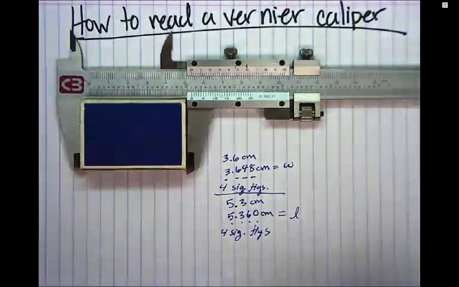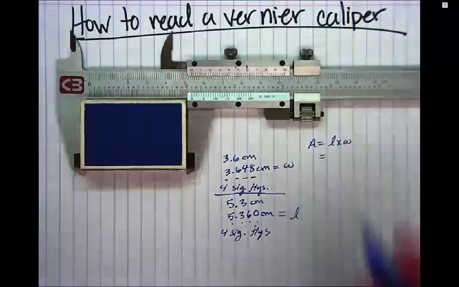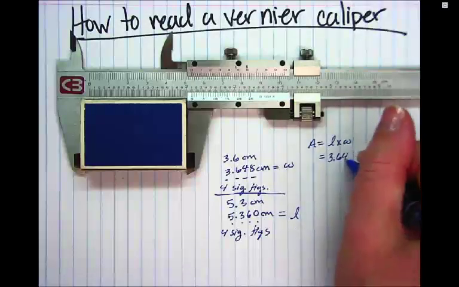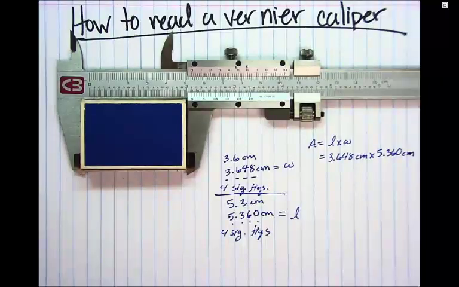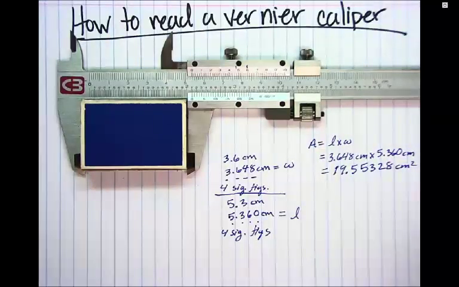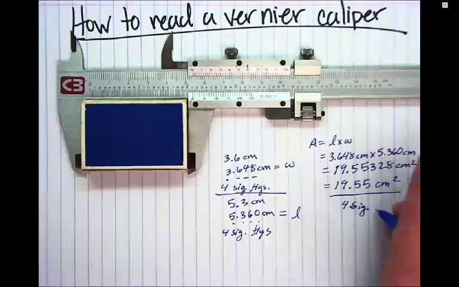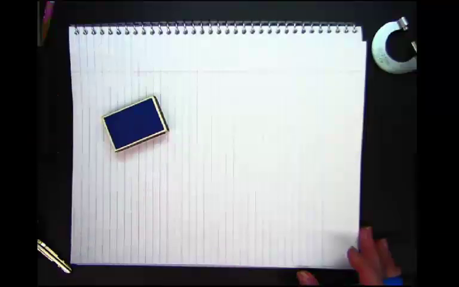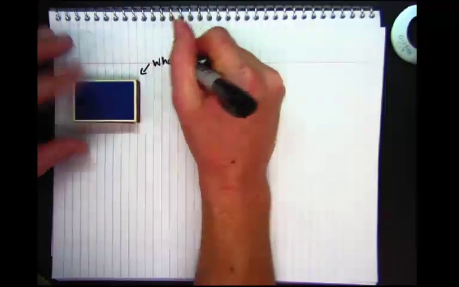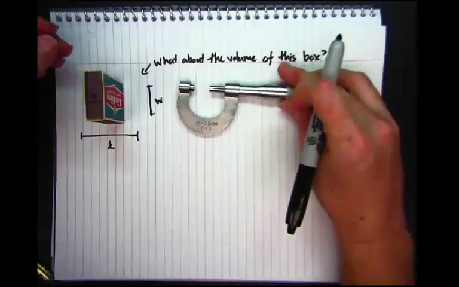We can go ahead and plug these measurements into the area formula and calculate it out. And remember, our answer is going to be limited by our original data. So we had four significant figures in our original data, so our final answer will be 19.55 centimeters squared, again, four significant digits. So now let's take our analysis of this box one step further. Let's look at the volume of the box. So we've got the width, we've got the length, now let's measure the height of the box.